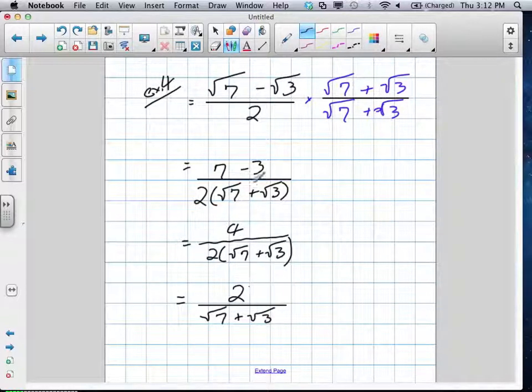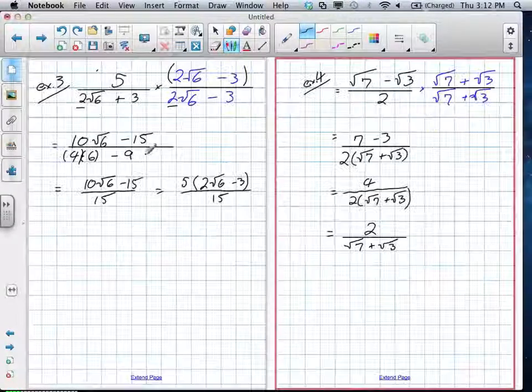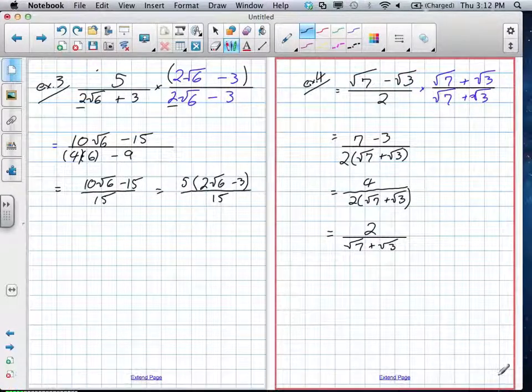Now this tends to be counterintuitive because normally we rationalize the denominator, but it's fine. They asked us to do something different and we were so smart that we did it.